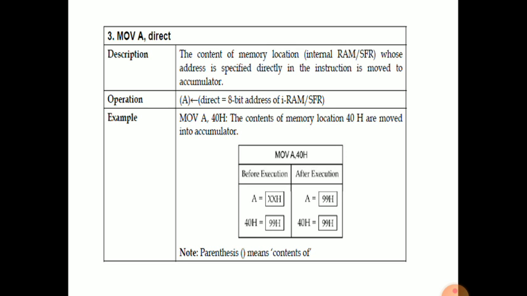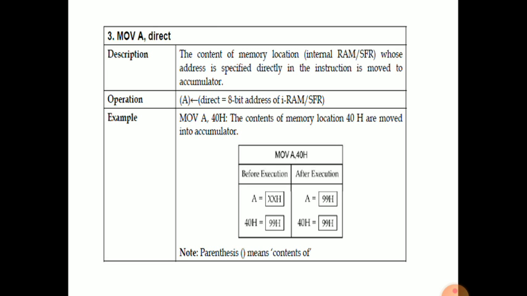In direct addressing, the address of the data which has to be accessed is given in the instruction. That is, there is no need of writing hash before this data. So MOV A, direct. The content of the memory location, that is either internal RAM or SFR, whose address is specified directly in the instruction, is moved to the accumulator.